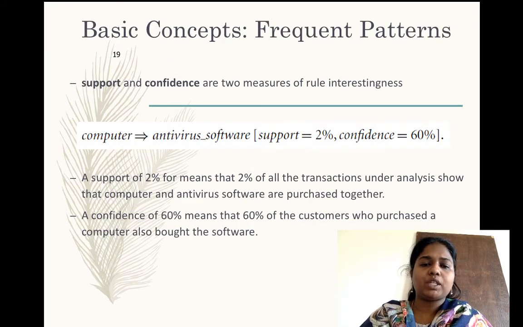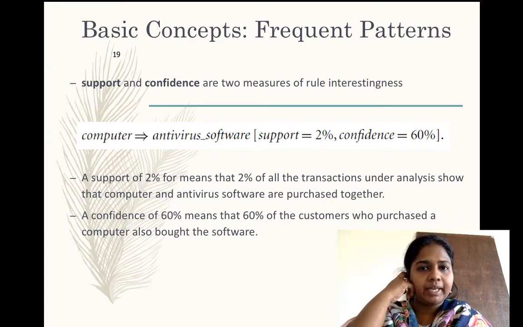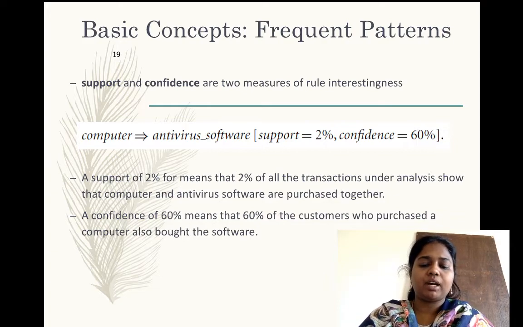Now, in a frequent pattern, a pattern is always represented with a predecessor and a consequent. This is an example of a pattern. You have a predecessor, which is the computer, and the consequent, which is an antivirus software. So this defines a pattern in which the buying of a computer occurs first and the buying of antivirus occurs next. So you have two events and a pattern that defines these events.